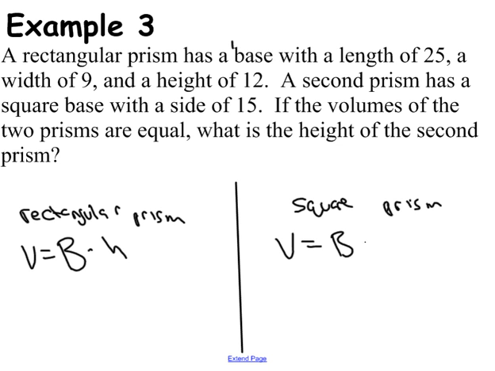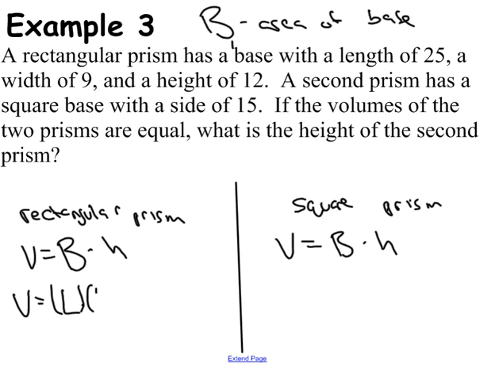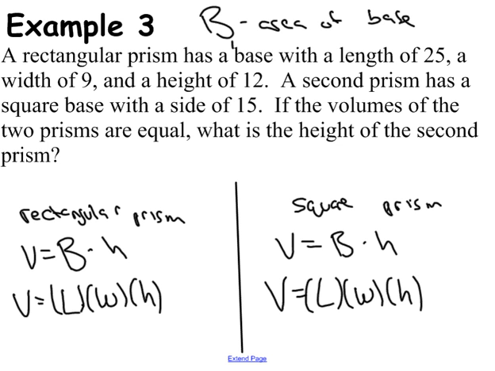So you know the formula is basically the area of the base times the height for both. For all prisms, the formula is the area of the base times the height. Remember that capital B stands for area of the base. Well, how do you find the area of a rectangle? That's going to be length times width. That gives you the area of the base, and then you got to multiply that by the height. Same thing for a square. It's going to be length times the width times the height. So they both have the same exact formula.